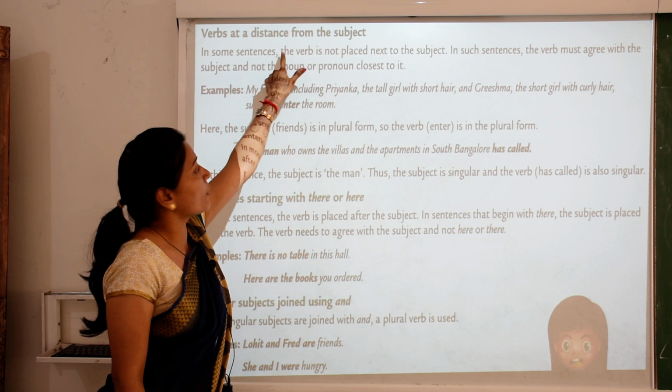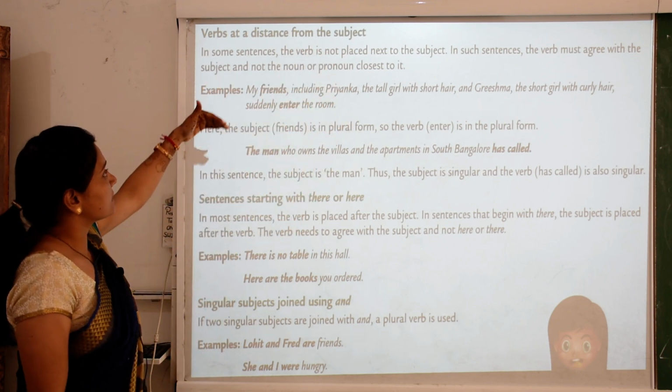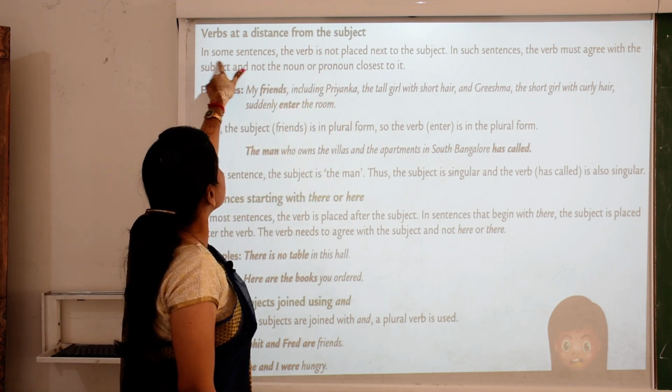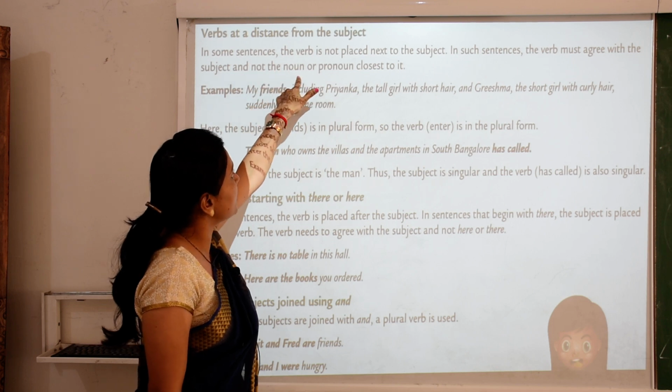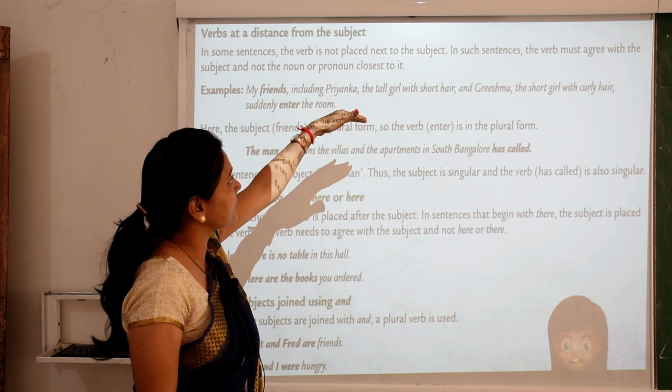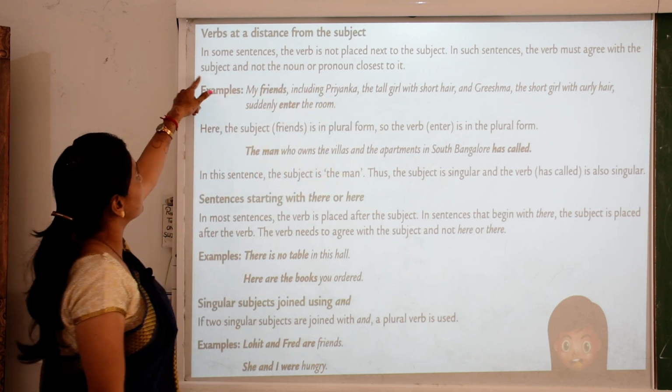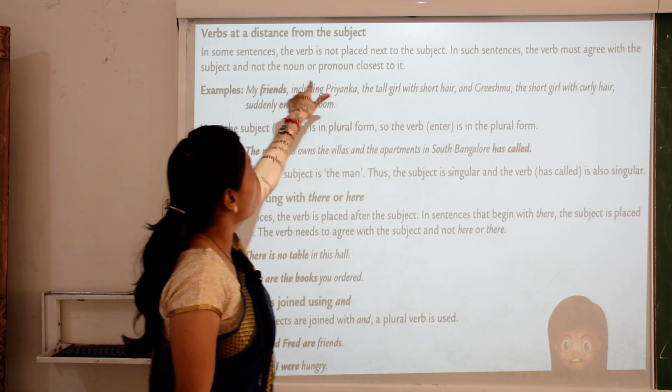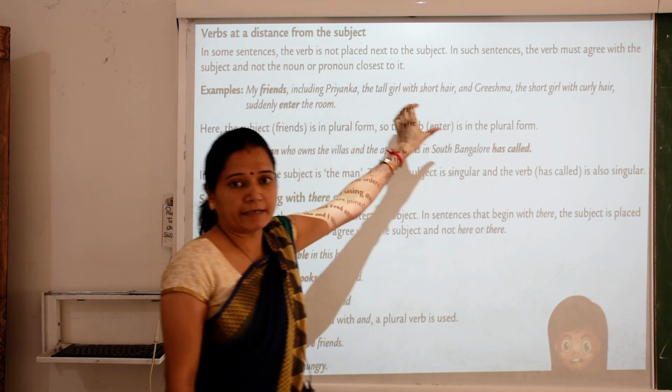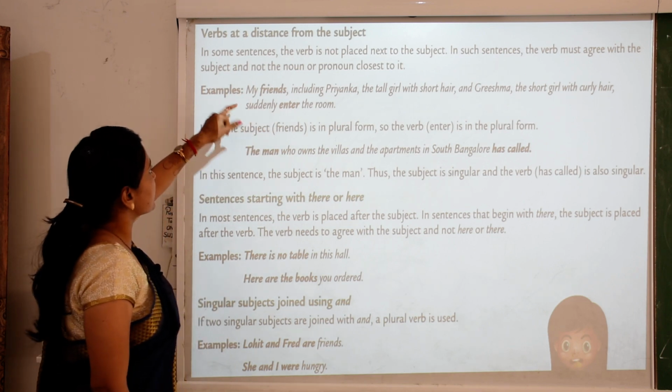Verbs at a distance from the subject. So let's read the next, what it is telling. In some sentences the verb is not placed next to the subject. In such sentences the verb must agree with the subject and not the noun or pronoun closest to it. Okay, let's understand this with an example.